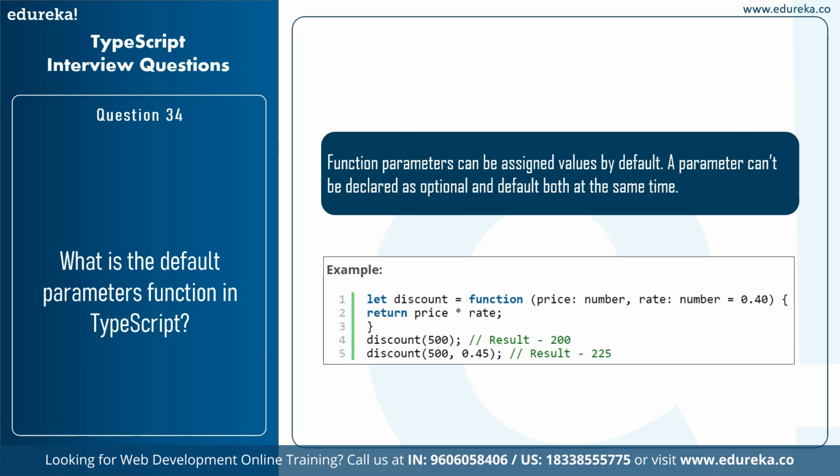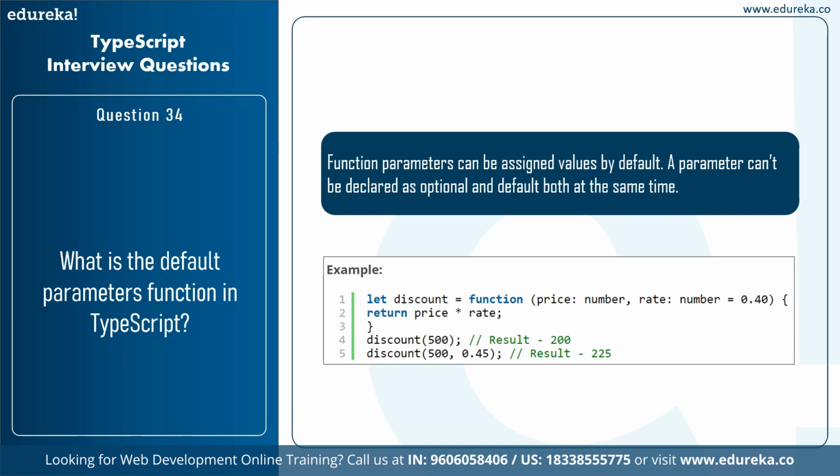And then we have another parameter as discount 500. So where the discount is 500, the result will be 200. But where the discount is 500 and 0.45 is the rate, the result will be 225. Now here rate is a default parameter as number in the discount function.